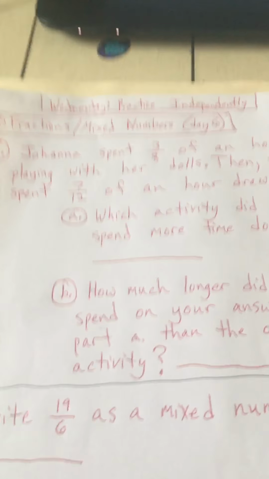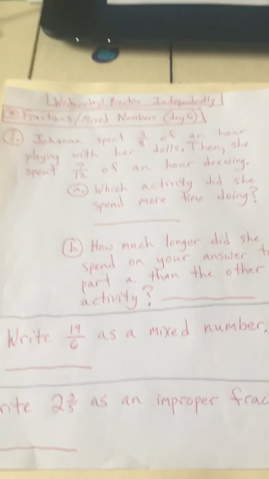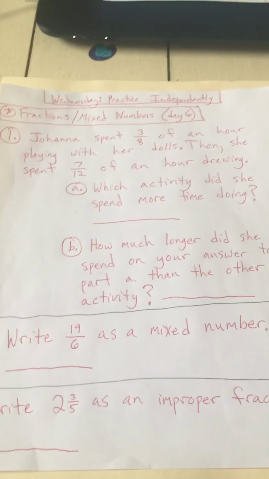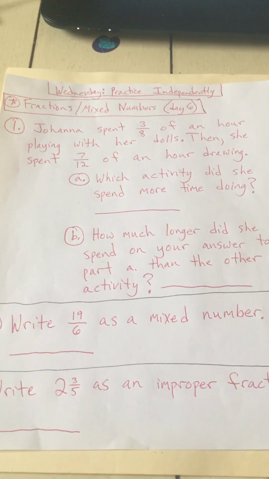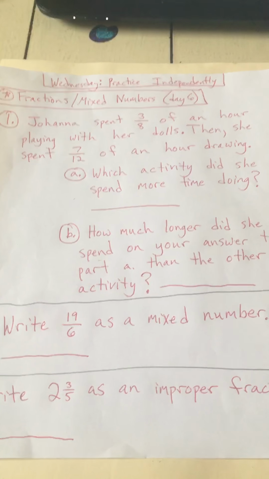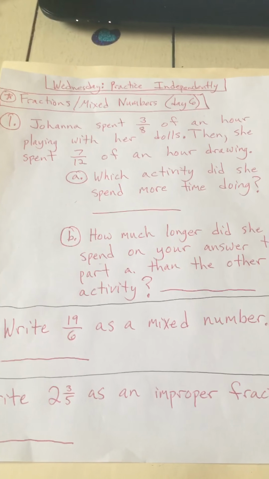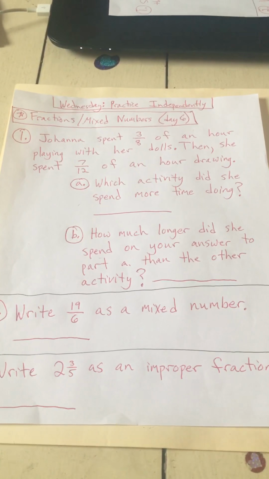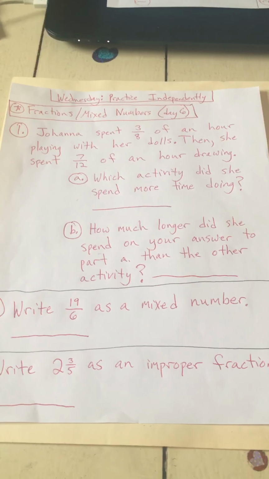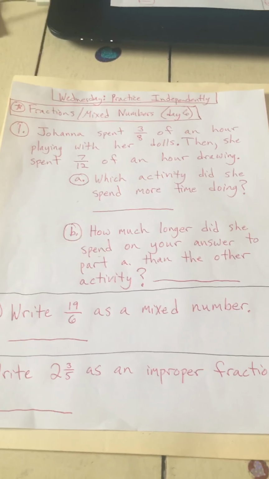Okay, so get yourself a whole blank piece of paper. We're going to show our work here for number one. Make sure you have plenty of room. I use a couple of different colored pens or pencils to help me as I go through this. Number one says Johanna spent 3/8 of an hour playing with her dolls. Then she spent 7/12 of an hour drawing. Part A says, which activity did she spend more time doing? And part B says, how much longer did she spend on your answer to part A than the other activity?